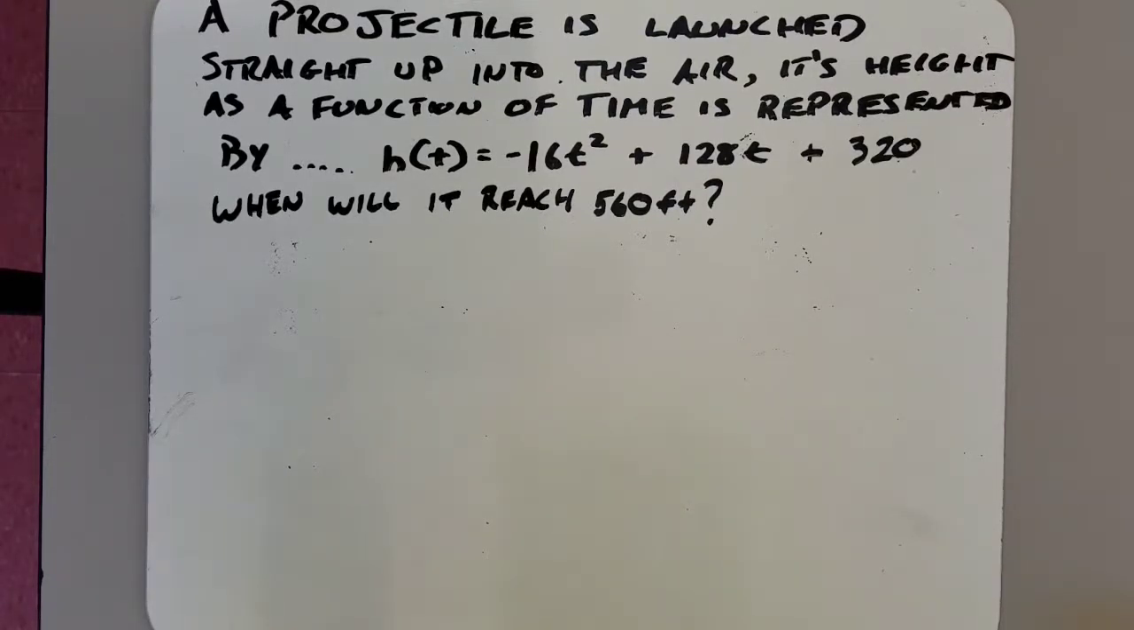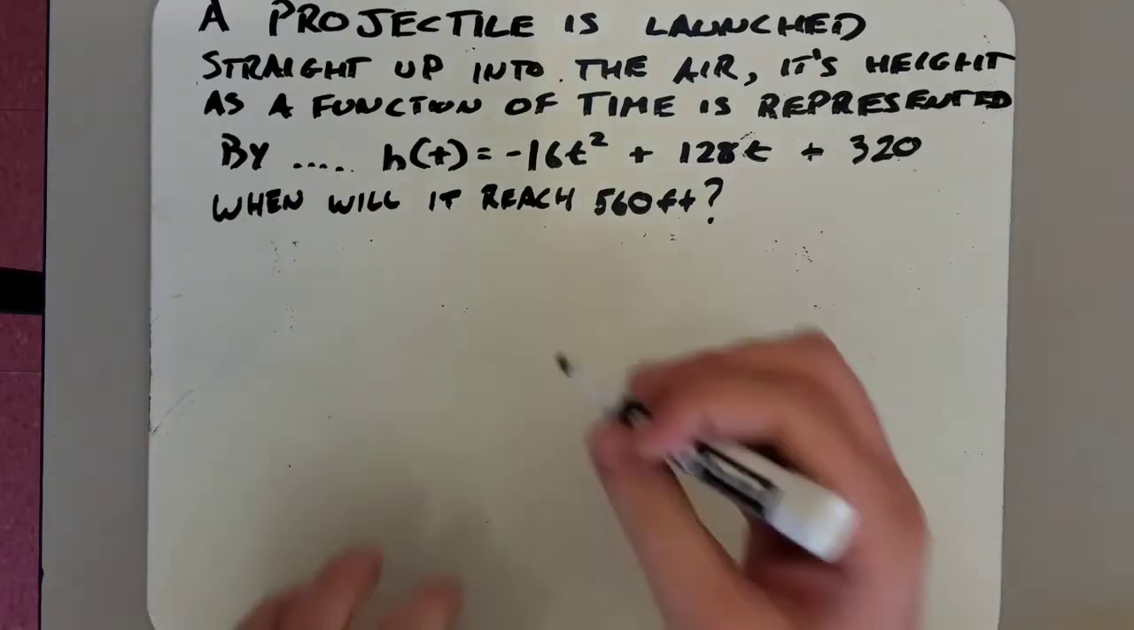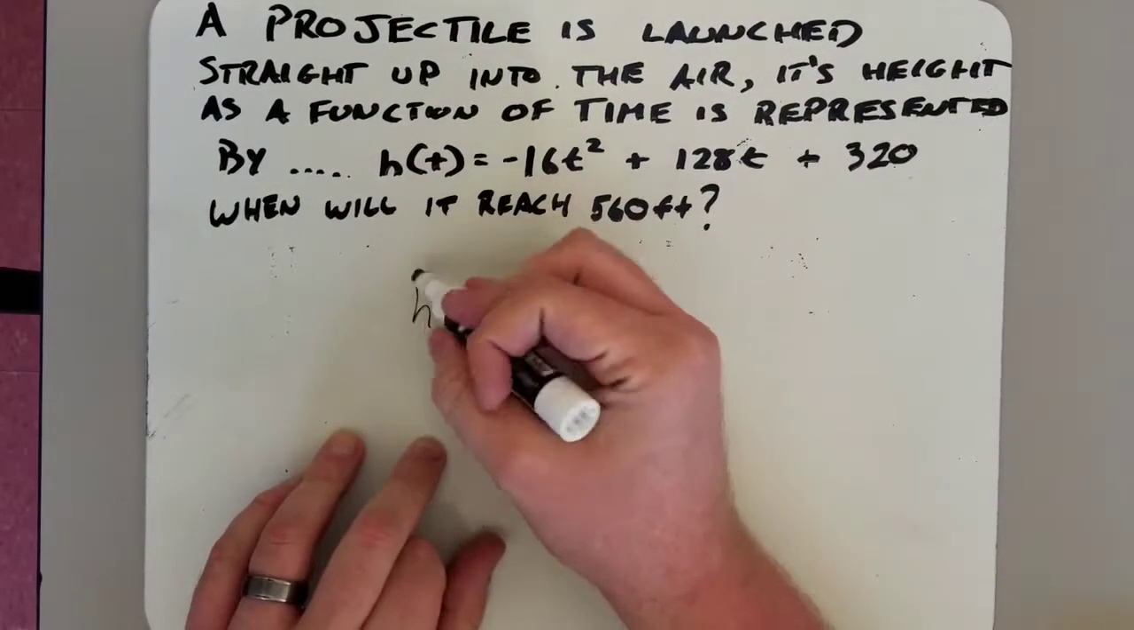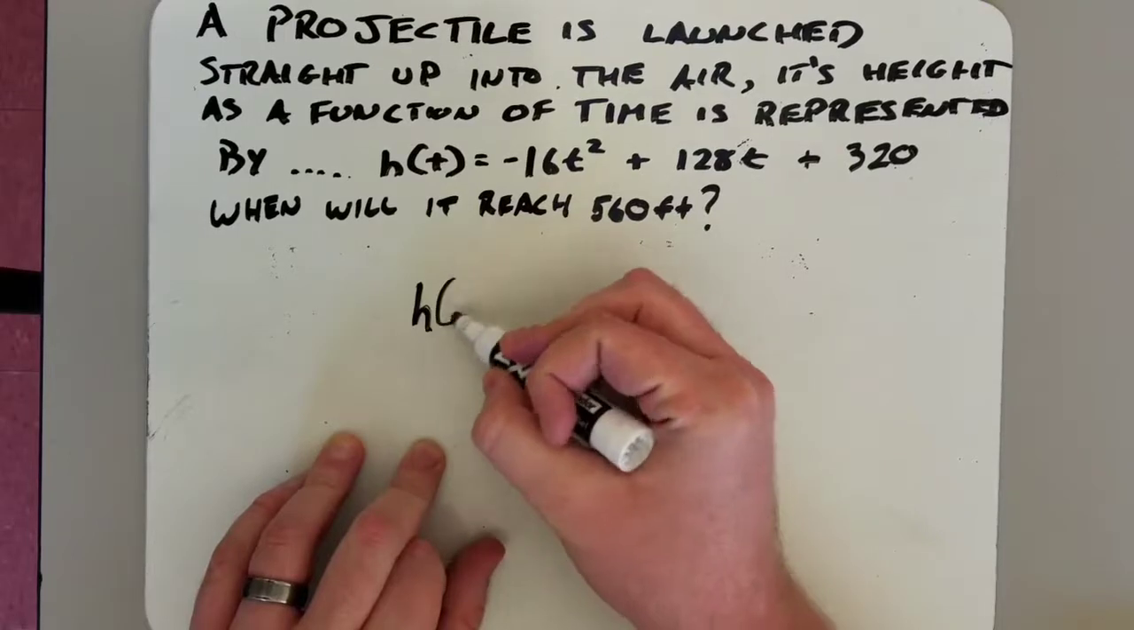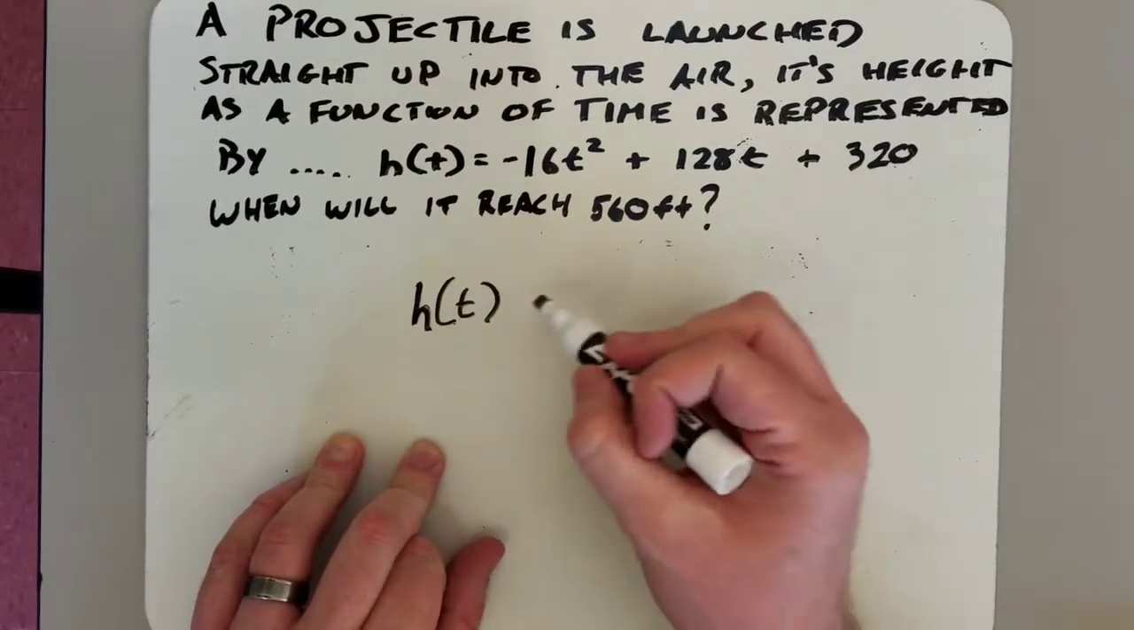And essentially it says that a projectile is launched straight up into the air, and its height as a function of time is represented by, and then they will give you an equation, or a function rather. And this is our function right here, okay? Not that it's really of any concern to us, we just need to know how to solve it. But this is height as a function of time.